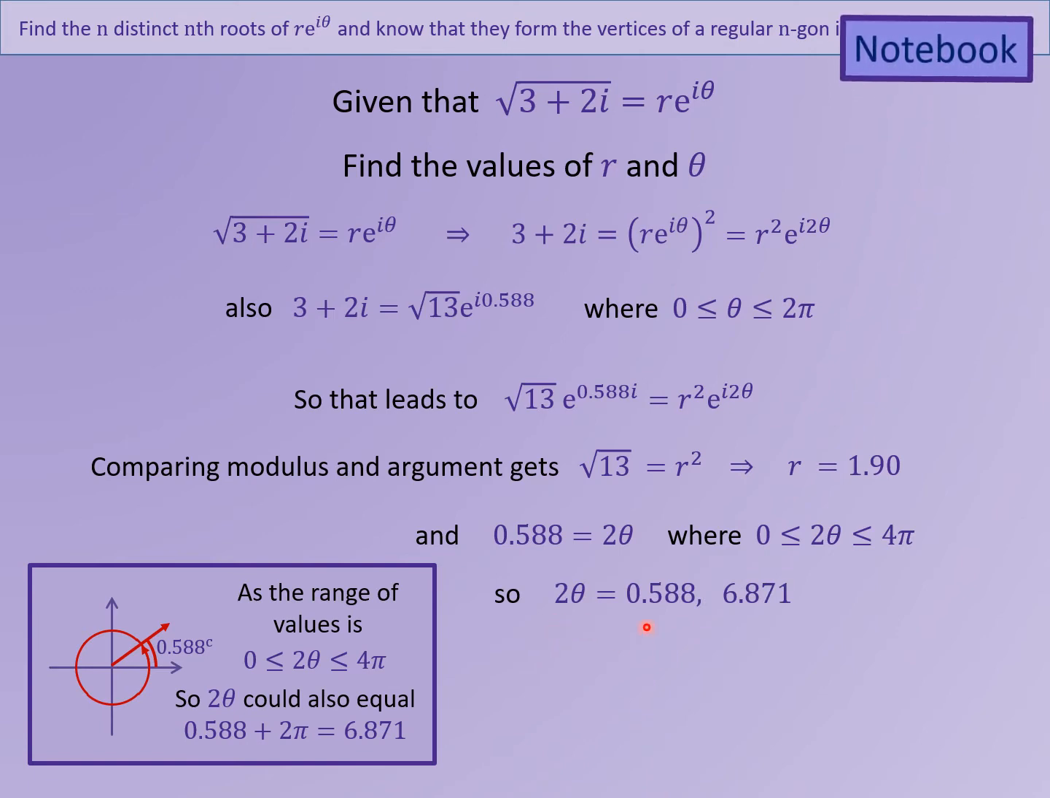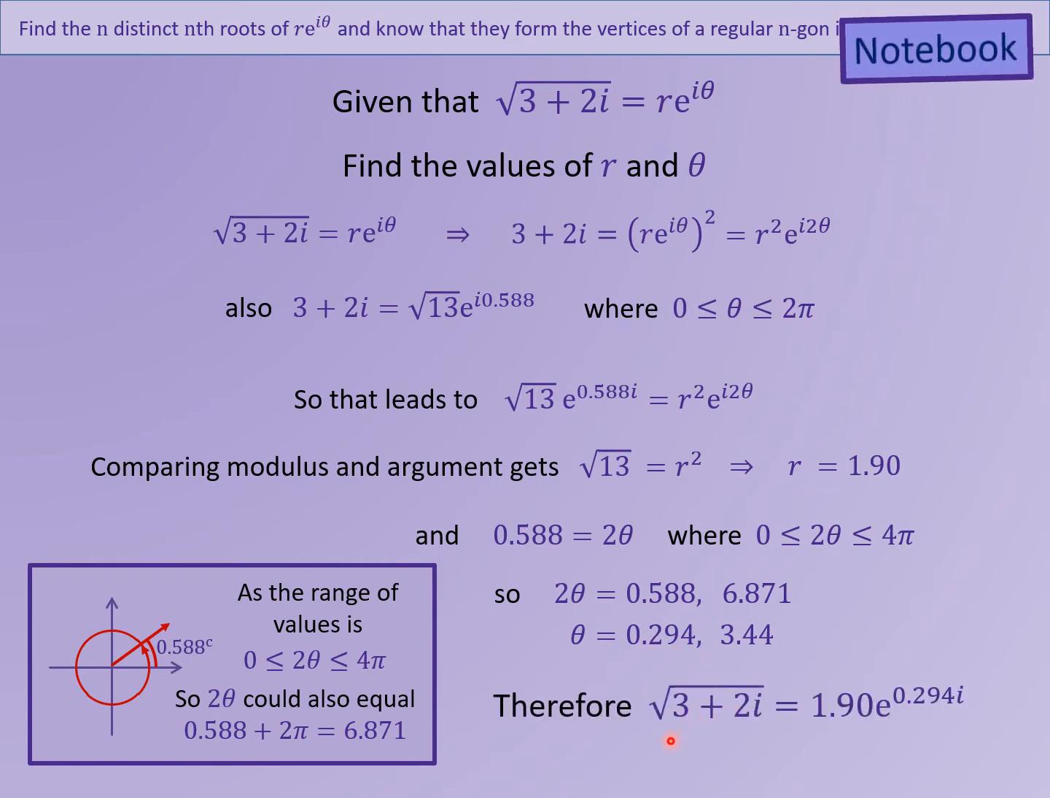So I know that 2 theta equals 0.588 or 6.871. And in that case, I also know what theta is going to be: 0.294 and 3.44. Noticing that our theta values are both within our original range. And that's important because that means that you're going to get two possible solutions. If you miss this bit out, you'd miss out one of your solutions.